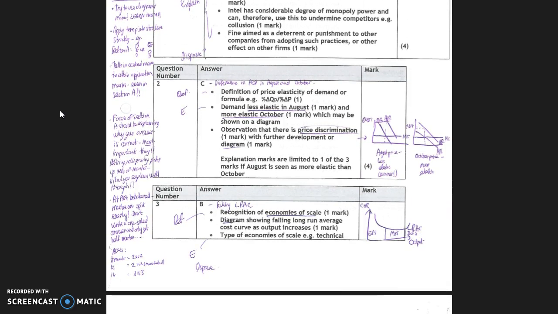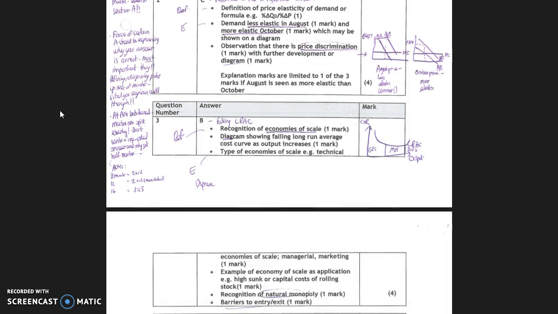And question 2, your PED question. I think only one of you guys actually drew the diagram for price discrimination. So again, that's what that question was basically all about. Fortunately enough, people were clever enough to give the formula for PED, explain the situation there of the airlines, and then disprove one of the most obvious ones as well.